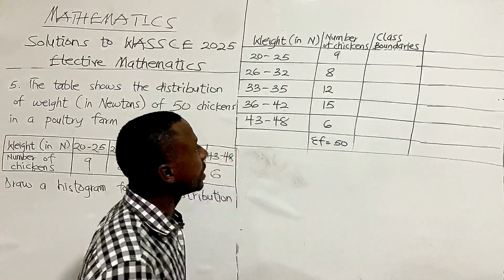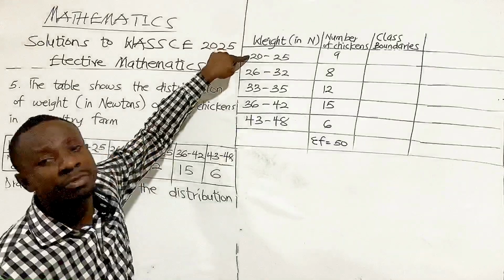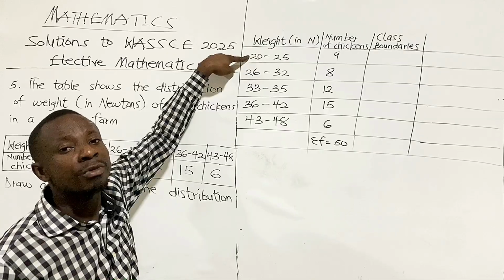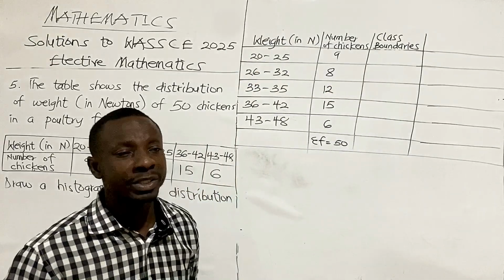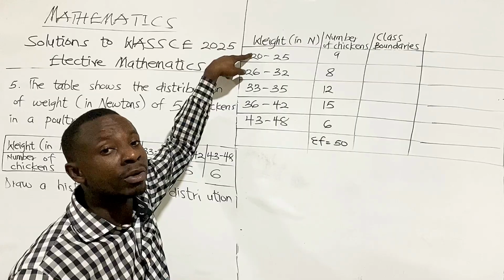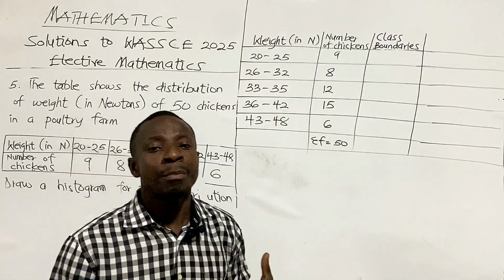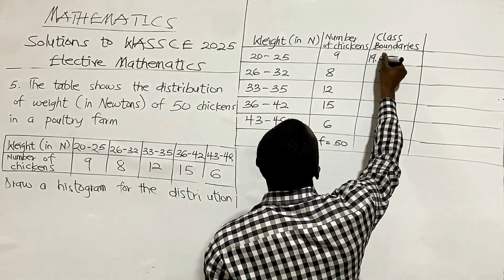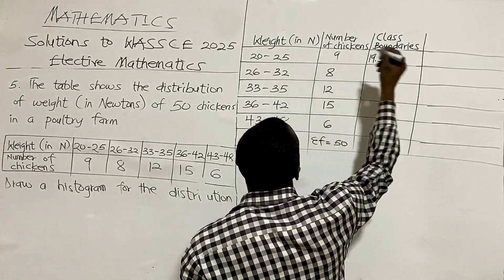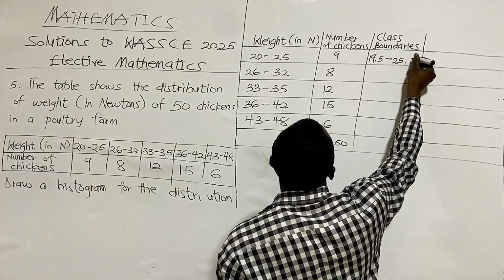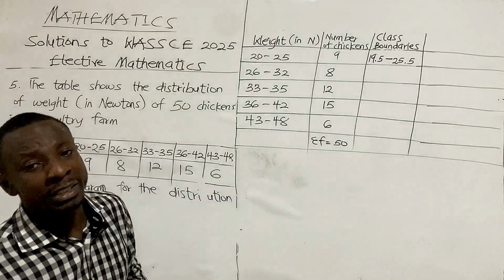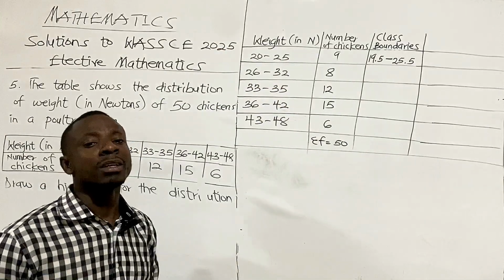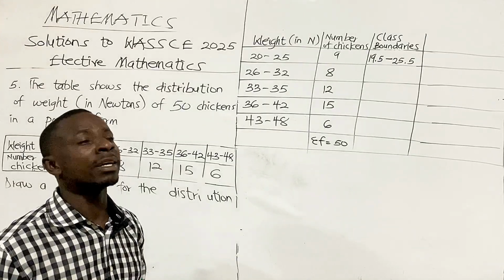So with the class boundaries, we are going to start from the lower class. Before we can get our lower class boundary, we are going to take 0.5 from it. So it's going to be 20 minus 0.5, and we have 19.5. Then for 25, we add 0.5 to it. So it is always minus 0.5 from the first class, then plus 0.5 to the upper class.